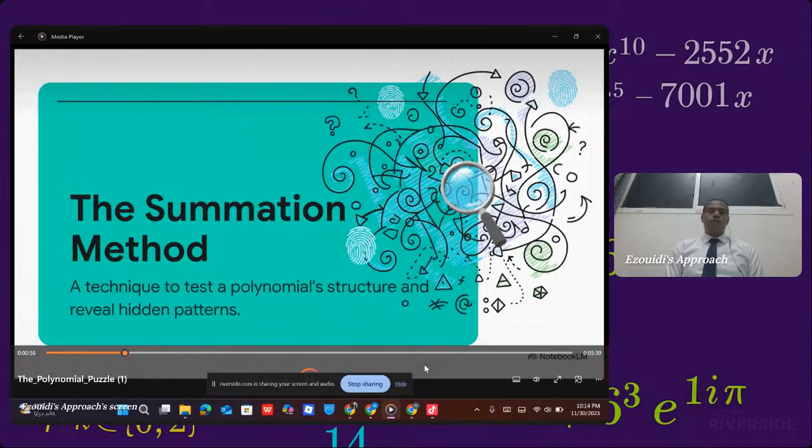And this is our secret weapon. It's called the summation method. Now, don't get hung up on the name. That's not what's important. What is important is what it does. Think of it like this: we're dusting the crime scene for fingerprints. We're not trying to solve the whole case at once. We're just looking for those tiny hidden patterns that will tell us the real story.